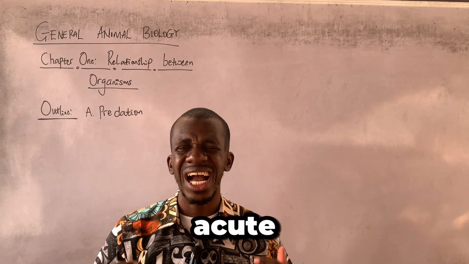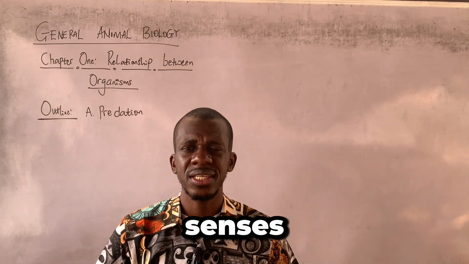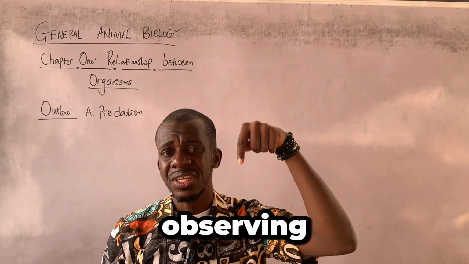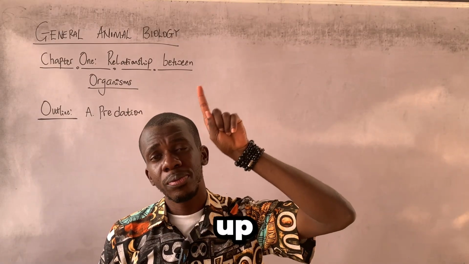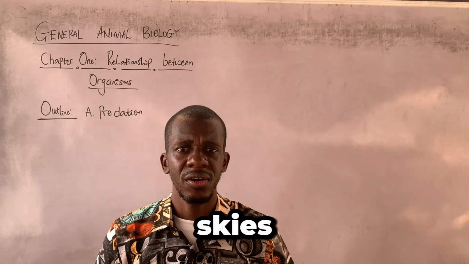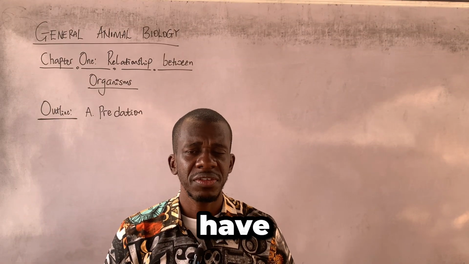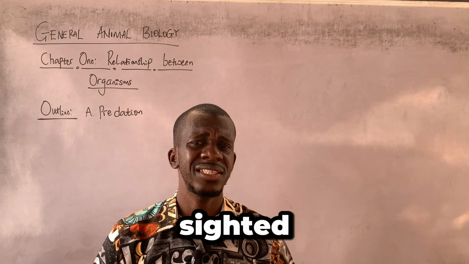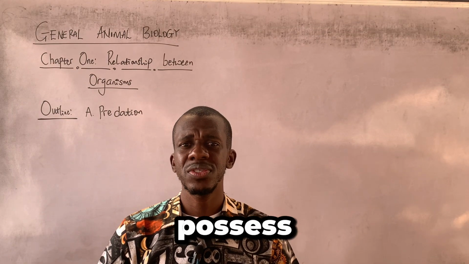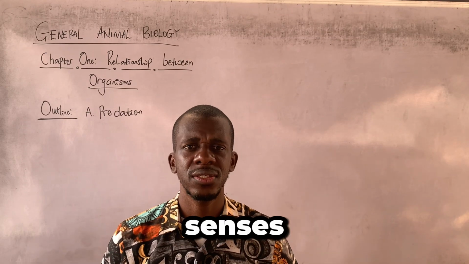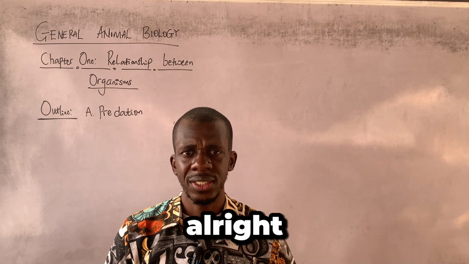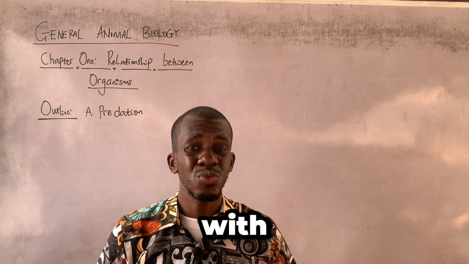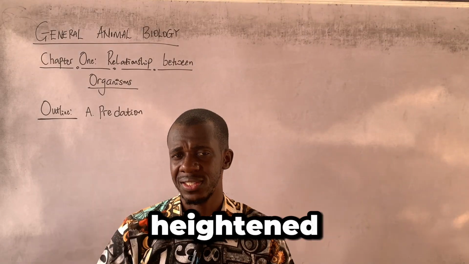Number two is what we call acute senses or heightened senses. For example, the sense of vision, just like an eagle observing its prey from up very high in the skies. All right, to the point that in the English language, we have a certain expression known as to be eagle-eyed, and it means to be clear-sighted. Okay, so predators usually possess acute senses, heightened senses, which help their hunting. All right, some of these predators are able to spot their prey from a very long distance with accuracy, simply because of their heightened senses.